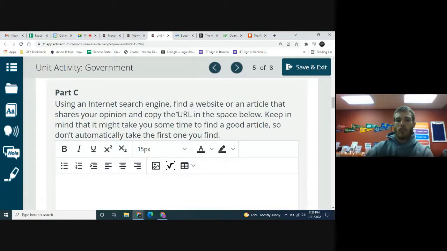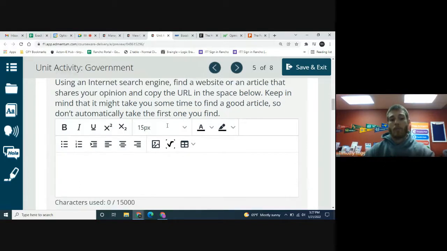Using an internet search engine, find a website or an article that shares your opinion and copy the URL in the space below. Keep in mind that it might take you some time to find a good article, so don't automatically take the first one you find. So what I did is I just Googled government spending good, and then I Googled government spending bad, and found basically one of each article, because in this one, we're asked to find an article that agrees with what we put in part B.